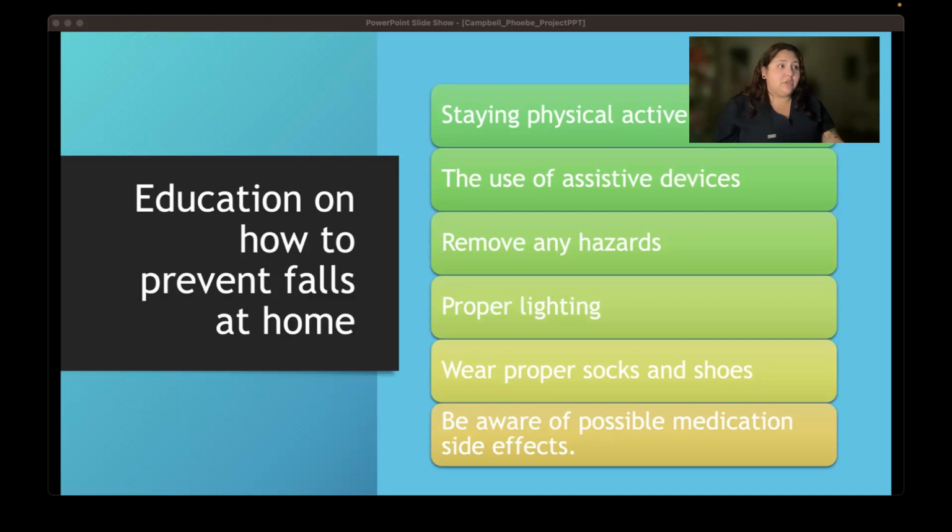Light up your living space. We talked about this with vision problems, using night lights in high traffic areas, bathroom, bedroom, kitchen, or hallways. Make sure lamps are easy to reach, and make sure there's a clear pathway to all light switches. And of course, wear sensible shoes with a sturdy flat sole, non-skid socks as well.